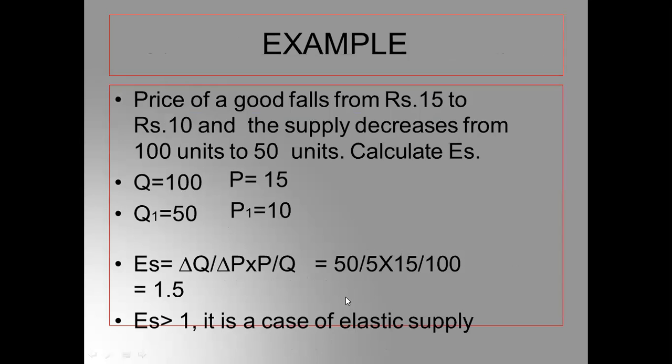Okay, so we can see the example here. Price of a good falls from rupees 15 to rupees 10 and the supply decreases from 100 units to 50 units. So calculate elasticity of supply. So Q is 100 and Q1 is 50 because it's decreasing from 100 to 50, and price is from 15 to 10. So P is 15 and the new price is 10. So elasticity of supply is change in quantity by change in price into P by Q. So 50 by 5 into 15 by 100. So that would be 1.5. So elasticity of supply is more than 1. So it is a case of elastic supply.